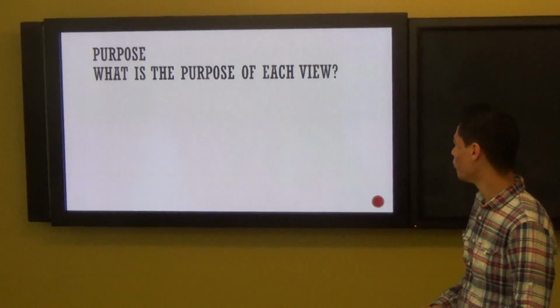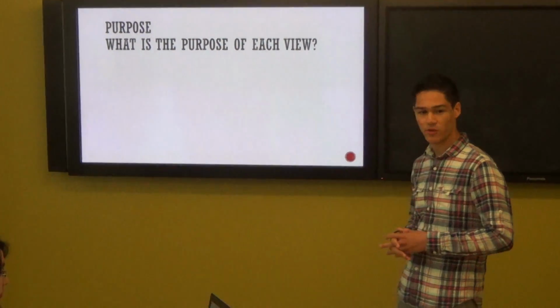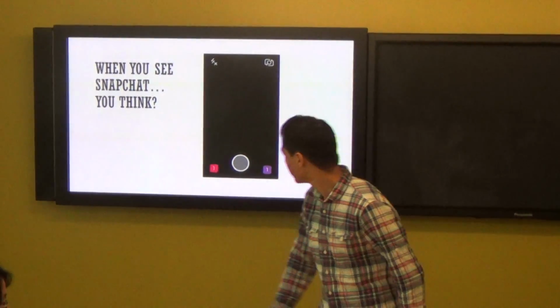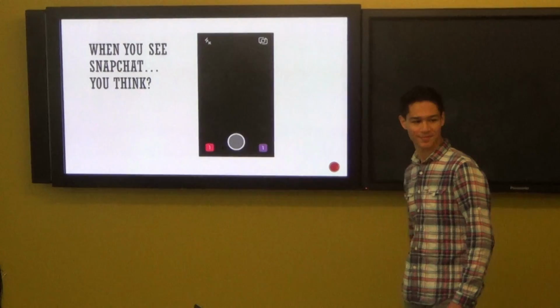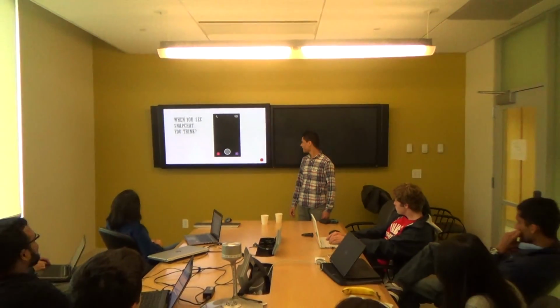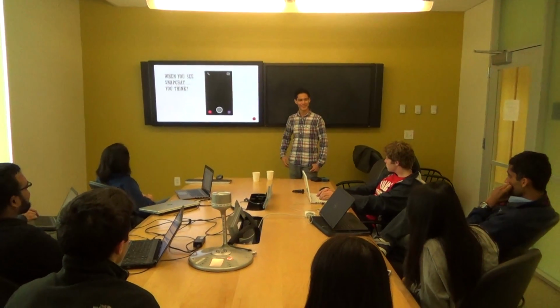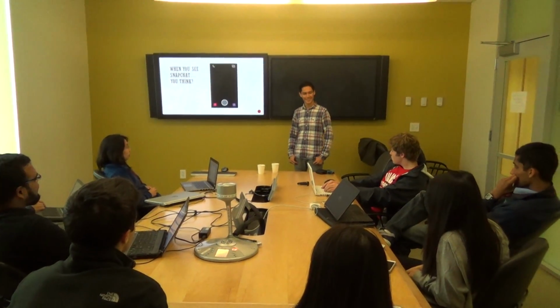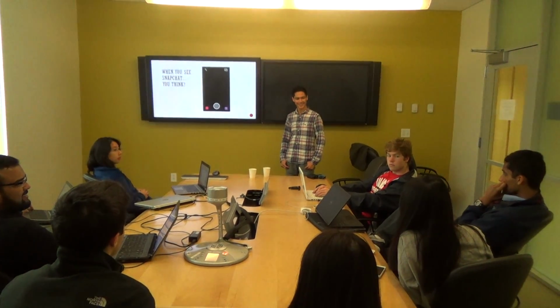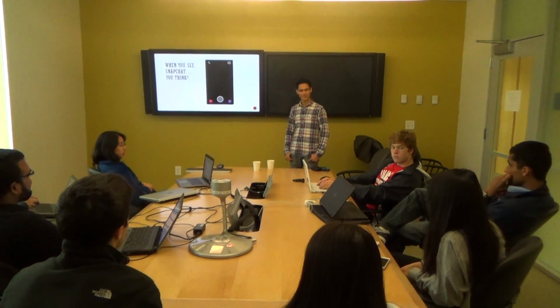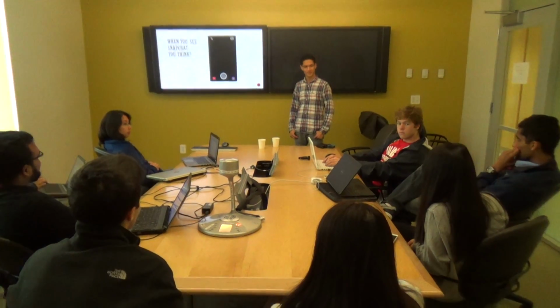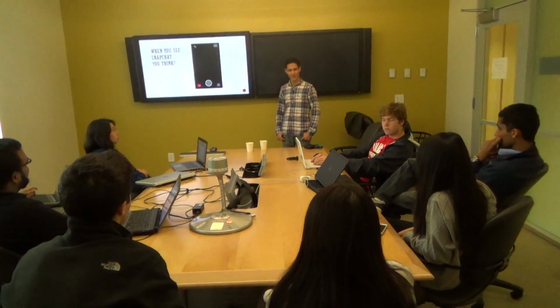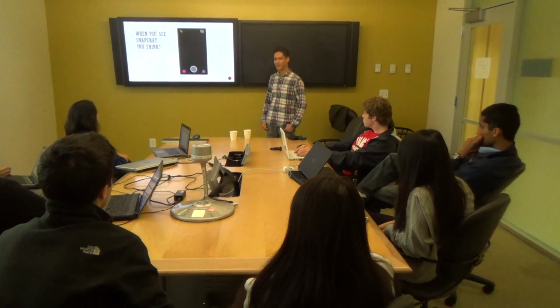So it's kind of technical, but the purpose. What is the purpose of each view? I'm going to go through some examples. So when you see this, what do you think? Okay, clicking the red button, why? Because it stands out. Okay, and what does that red button do? It makes you go to the chat list of your friends and shows you notifications of friends that are chatting. Okay.